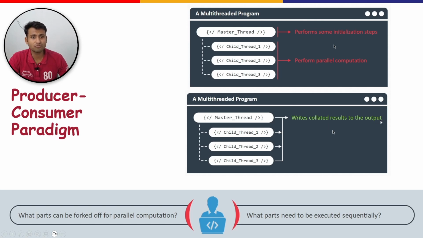The programmer has to figure out which part can be forked off for parallel computation and what part needs to be executed sequentially. This is where the expertise of a software developer engineer comes in.